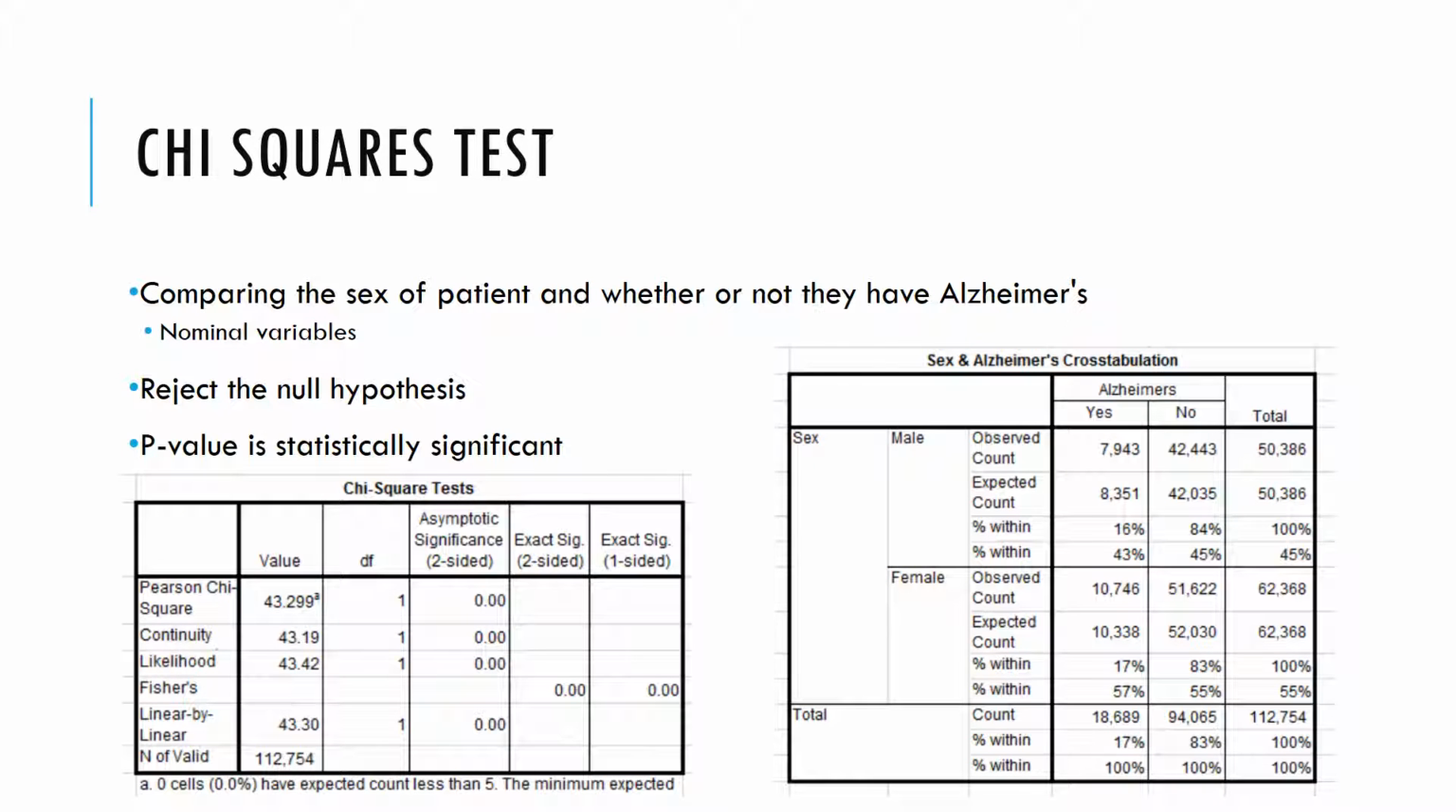First, let's take a look at the chi-square test. I used this test to compare the sex of the patient and whether or not they have Alzheimer's. As mentioned earlier, these are both nominal variables. As you can see in the table on the right, there is a difference between the observed and the expected count for each sex and for those who do and who do not have Alzheimer's. But is this difference significant? In the table on the left, you can see that the p-value is less than alpha, which is 0.05, causing me to reject the null hypothesis and state that the value is statistically significant.